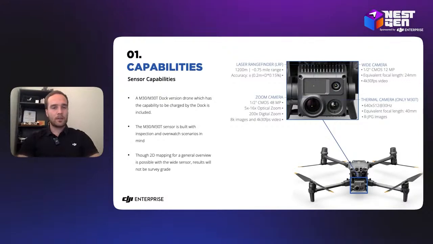So you might also consider the zoom camera for mapping due to the high megapixel count. However, it's also not a good option for mapping due to the narrow field of view and variable focal length. Ultimately, at the end of the day, it's a good idea to test your mission out beforehand with the M30 or a similar sensor to make sure it is capable of the job at hand.